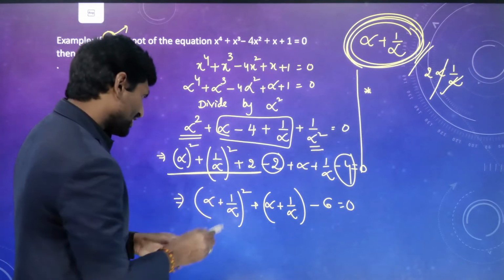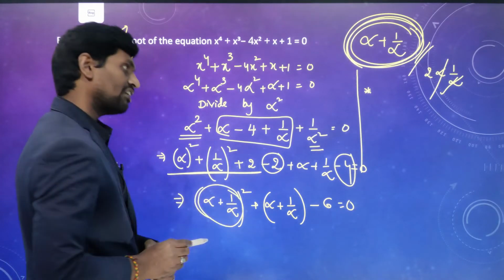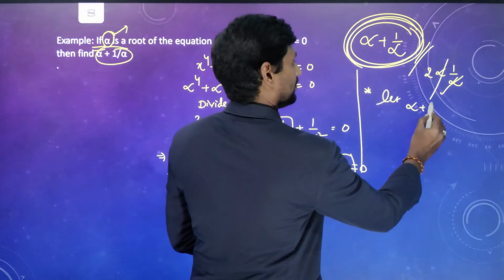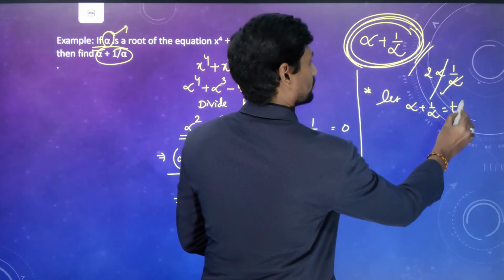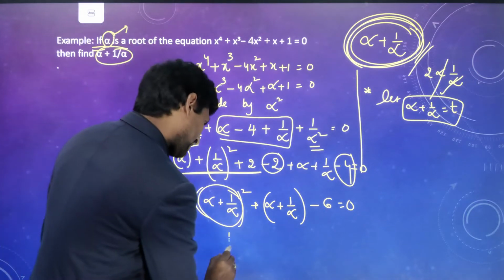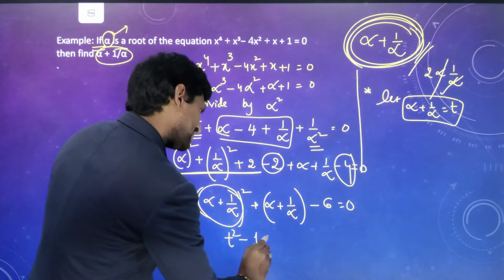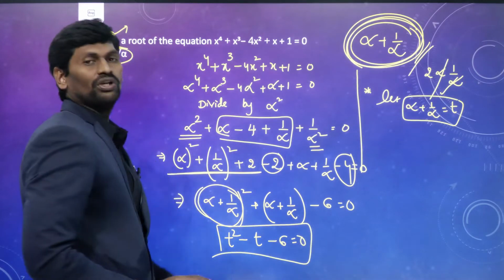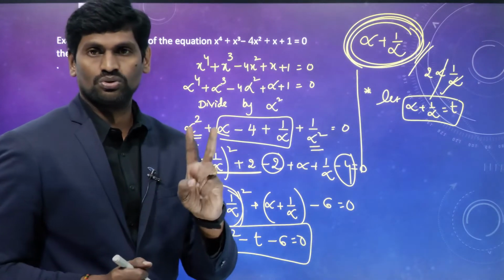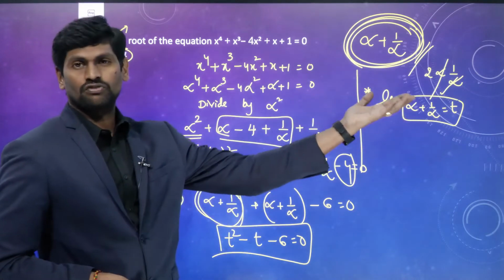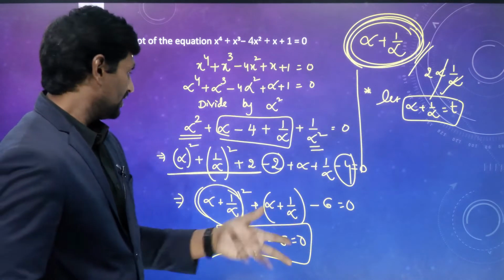Now let us assume alpha plus 1 by alpha as t. Let alpha plus 1 by alpha equal to t. Substitute the value, it becomes t square minus t minus 6 equal to 0. Nothing but a quadratic equation. This quadratic equation has 2 roots, let us identify the 2 roots, because we need to find only alpha plus 1 by alpha. The t value we need to find.